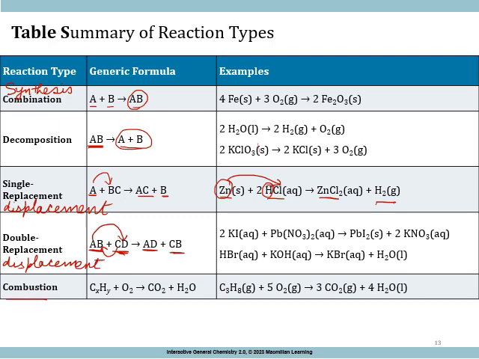Then lastly, we have combustion. Combustion is when you're basically burning something in the presence of oxygen. Most of the times the reactions consist of a hydrocarbon, which is basically a carbon and hydrogen compound, because these usually act as fuels. And one of the important reactants here is oxygen. So this would react with oxygen to give you CO2 and water. Carbon will be reacting with oxygen to give you carbon dioxide. Hydrogen will be reacting with oxygen to give you water. This is an example of a combustion reaction. So these are the 5 different types of chemical reactions.